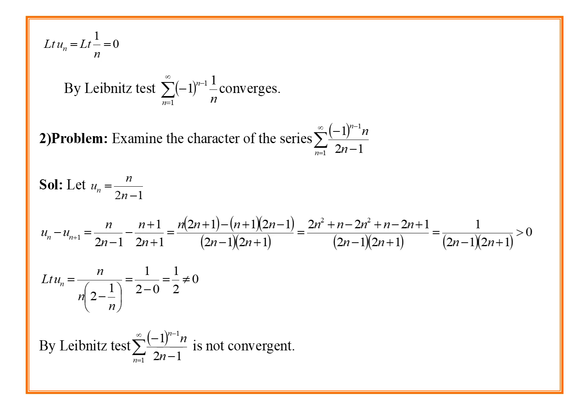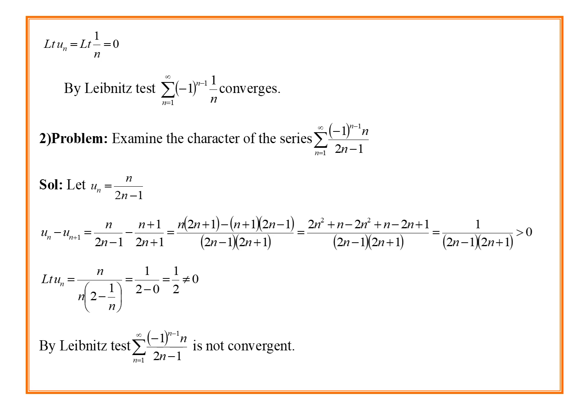In the same way we prove the second problem. What is the second problem? Examine the character of the series sigma n equal to 1 to infinity of minus 1 whole power of n minus 1 into n by 2n minus 1. So here, what is our un value? un is n by 2n minus 1. Now we calculate un minus u of n plus 1. That is equal to n by 2n minus 1 minus u of n plus 1. Instead of n we put n plus 1, so that is n plus 1 by 2n plus 1.